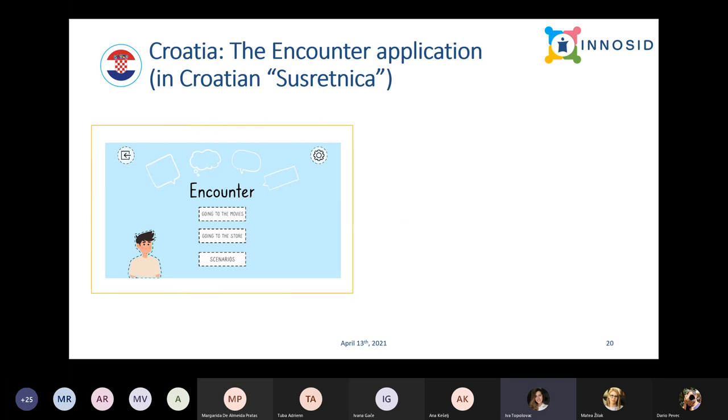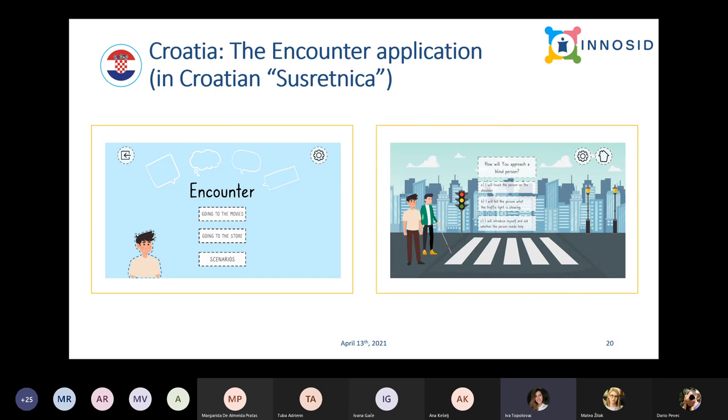We have implemented this knowledge that people with disabilities have provided us into an application called the Encounter application. In Croatian, it's called Susretnica. The application is not available in English. I have translated these two screenshots so you can get a better idea of what the application is about. I have linked the ICTAAC webpage, as I said, in the chat, so you can find the application there. I encourage Croatian students to either download the application or use it as a web application and try it out. So the application implements different situations with people with disabilities and gives guidelines on how to conduct ourselves in these situations.